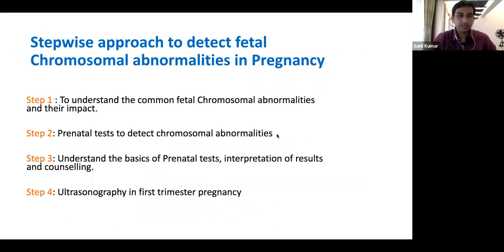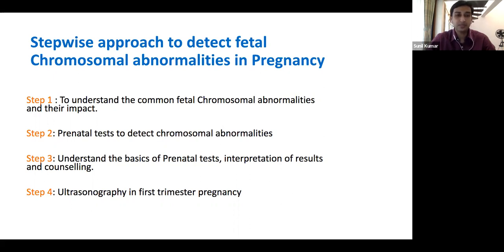I have divided this presentation into 4 steps so that it can be easily understood. It's a stepwise approach to detect fetal chromosomal abnormalities in pregnancy. In step 1, we are going to understand the common fetal chromosomal abnormalities and their impact on the life of the baby and the parents as well as on society.